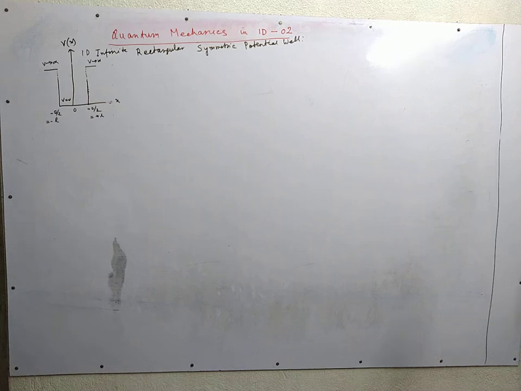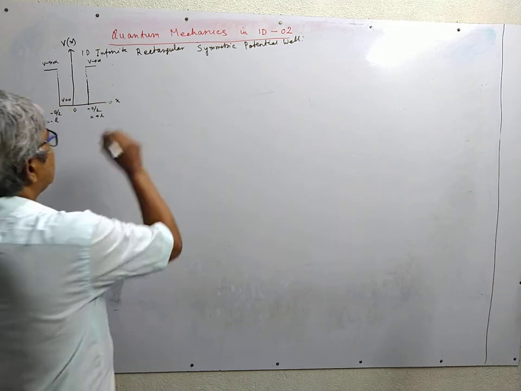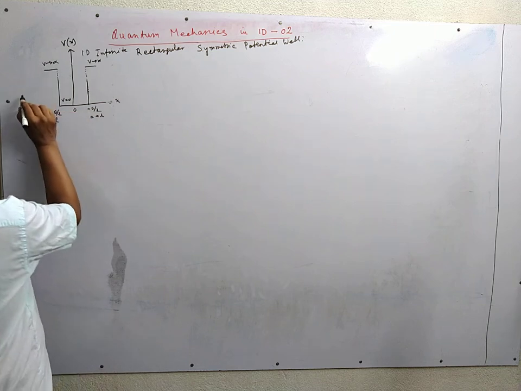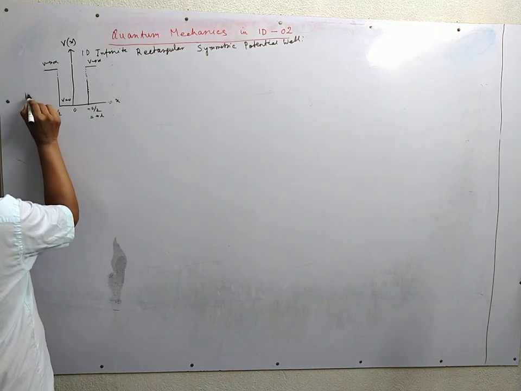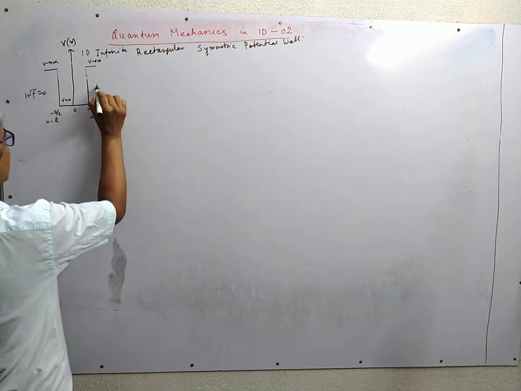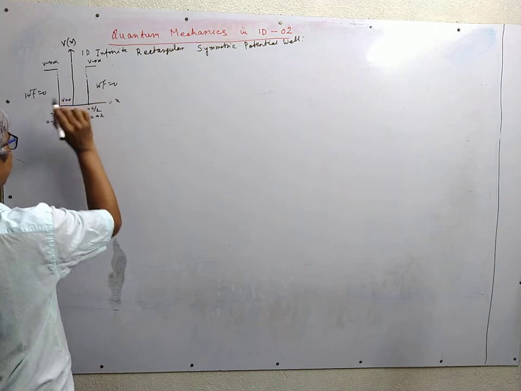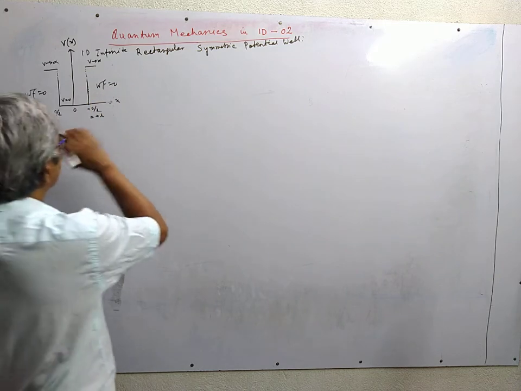Today I shall first derive this and see what extra information we get by choosing a potential well which exploits the symmetry of the problem, and then we will go to the general theory. So the wave function is 0 as usual. Wave function is 0 here, wave function is 0 here, and wave function is non-zero in the well.